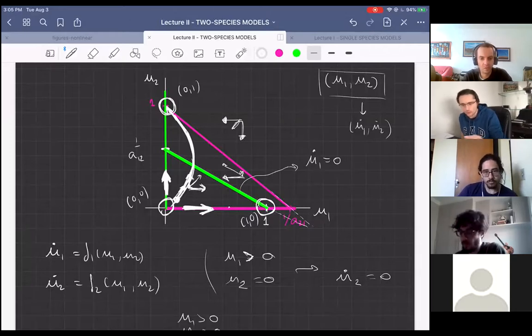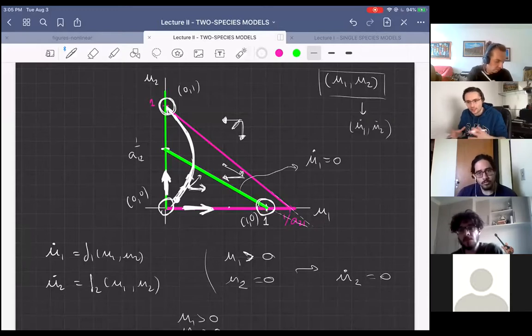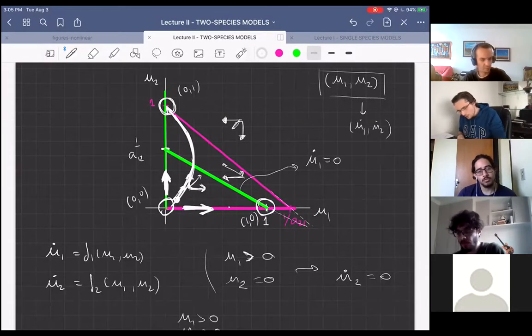If I start here, it's going to follow something like this. More or less, of course, to do it well and reconstruct this trajectory as well, I have to evaluate my equations and reconstruct the vector field by evaluating the equations. But you can get a qualitative idea of what's happening. So what you can see, for instance, already is that this point is going to be unstable, right? And this point here is going to be stable because it's going to attract a lot of trajectories here.